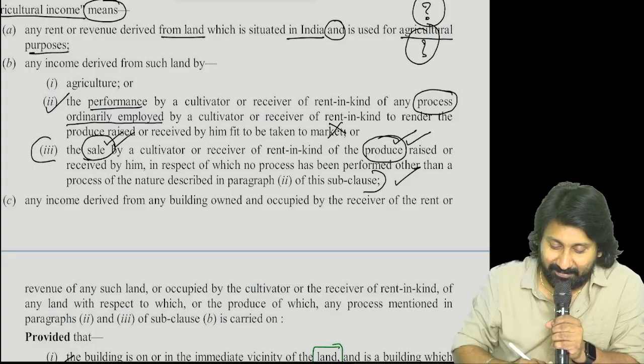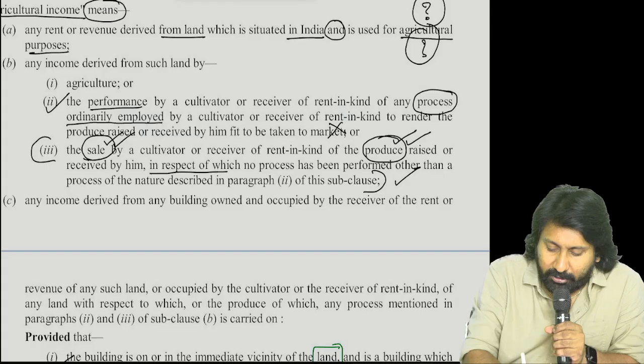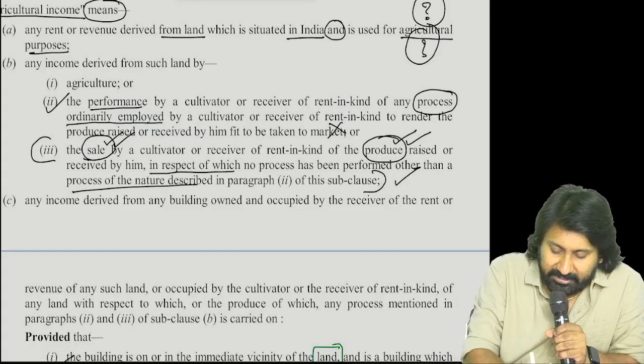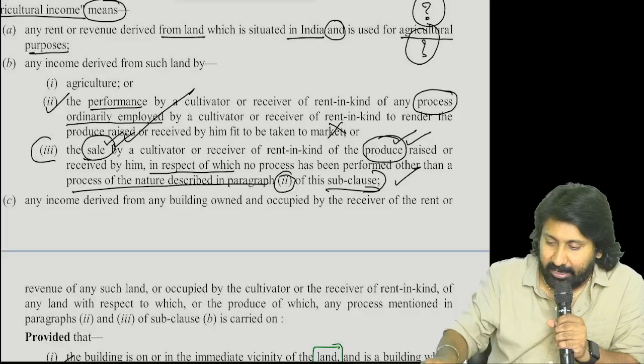Sale of what? Produce. Agriculture produce, obviously. In respect of which no process other than the process mentioned in paragraph 2 of this subclause is carried out. Okay? Now please answer.